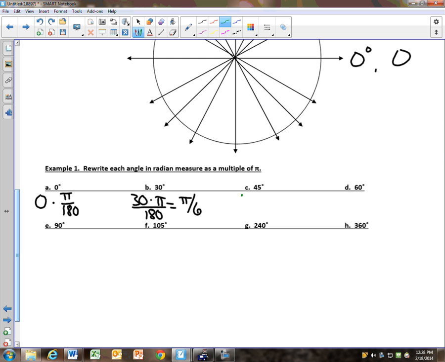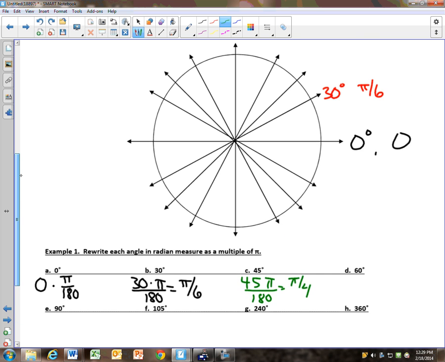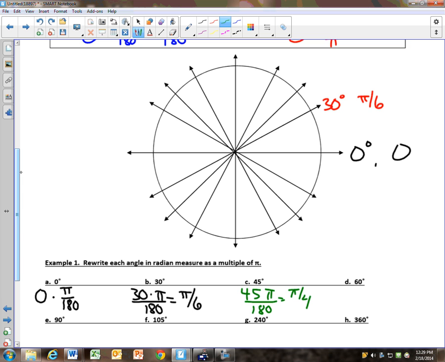45 degrees. I take 45 times pi divided by 180. How many times is 45 going to 180? 4. So we get pi over 4. So we've got 60 degrees. Whoop, sorry. Losing my mind. 45 degrees is pi over 4. Booyah.